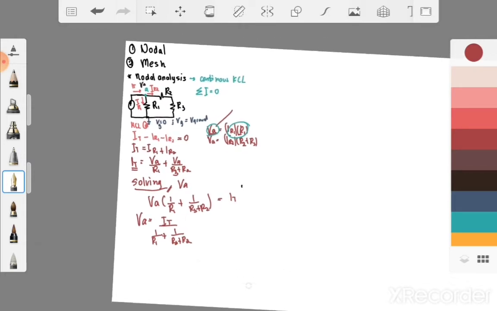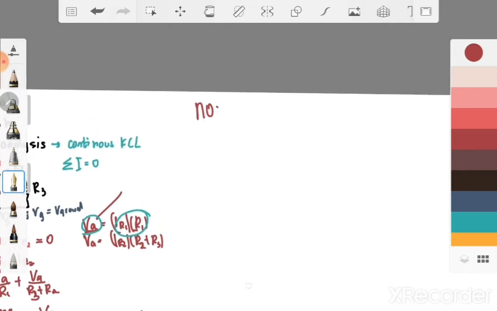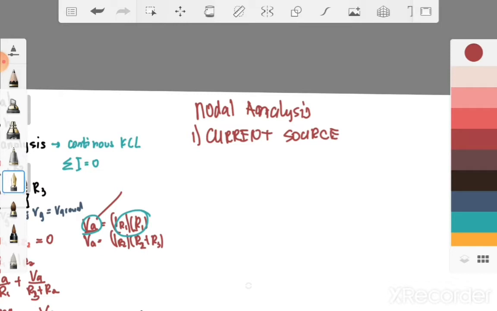So, there are 3 cases in your nodal analysis. Okay, yung number 1 is nodal analysis wherein current source only. Our first case is that it is a current source only. Pag current source lang yan, it is just continuous KCL lang yan. Current entering and current going out, ganun.